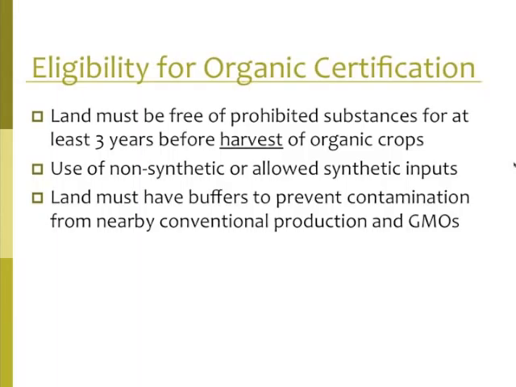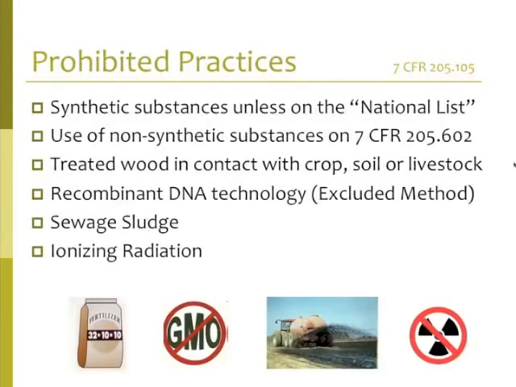And in addition to the 3-year without prohibited substances requirement, the land needs to have buffers to prevent contamination from adjacent conventional production. And under the organic regulations, it is the responsibility of the organic producer to prevent contact with their land and crops from prohibited substances such as synthetic fertilizers, synthetic pesticides, and genetically modified organisms.